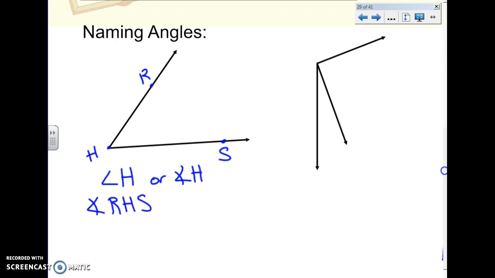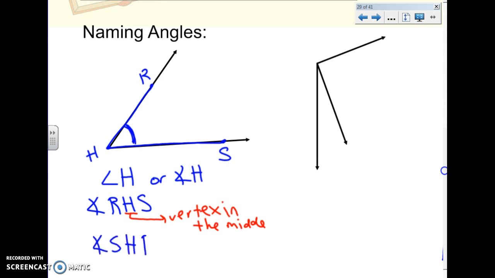RHS. All right, what's important to remember is that you're putting the vertex in the middle. You have to put the vertex in the middle. Have to. We cannot name this angle HSR. All right, please don't do that. All right, but it doesn't matter which way you go. So you can name it angle RHS, so you're going from R to H to S, and you're talking about this angle right here. Or you can label this SHR. Okay, notice again that the vertex is in the middle. All right, that has to happen.